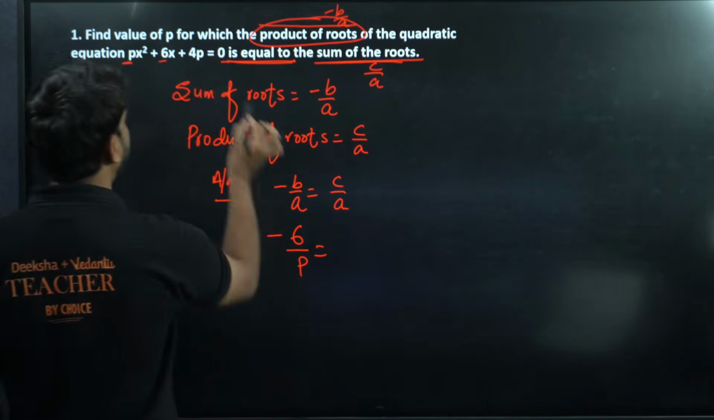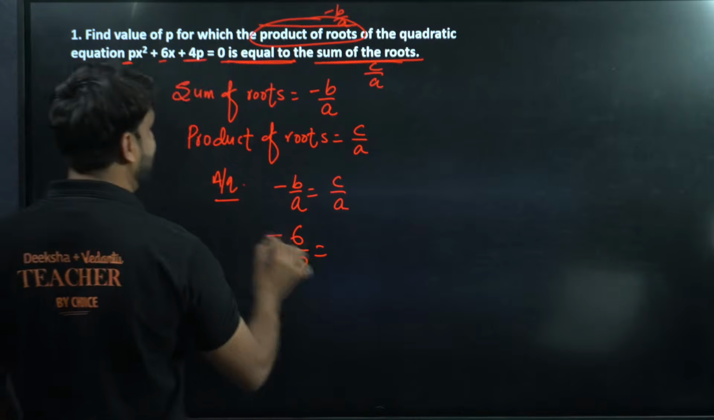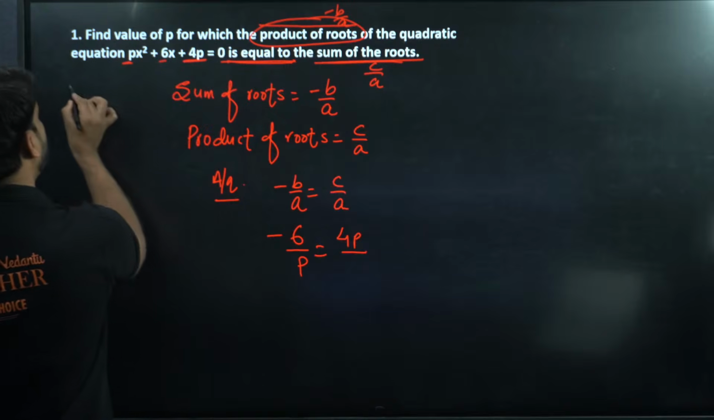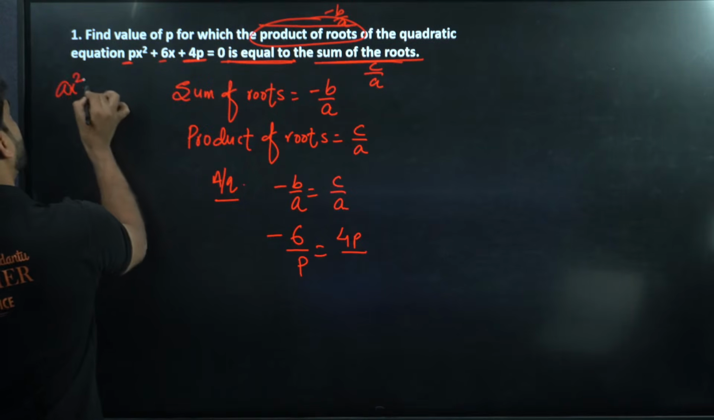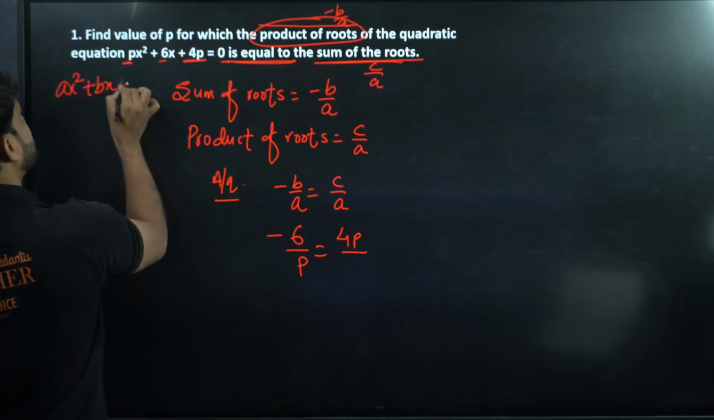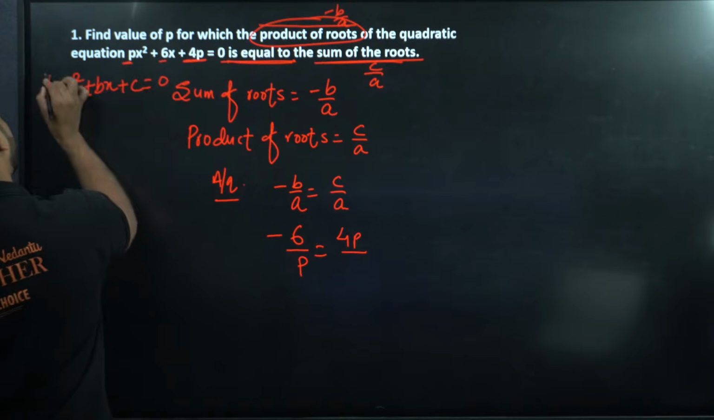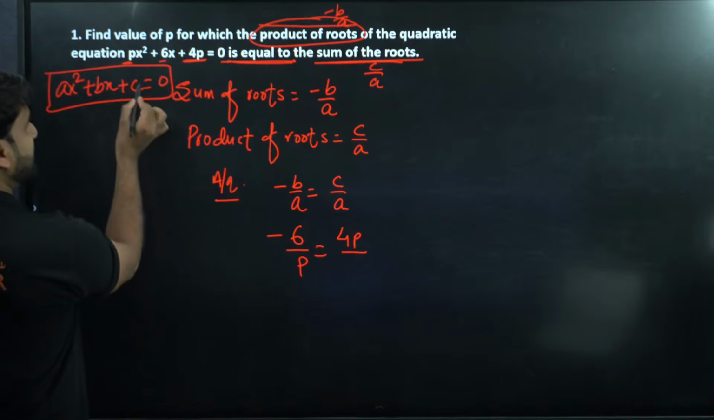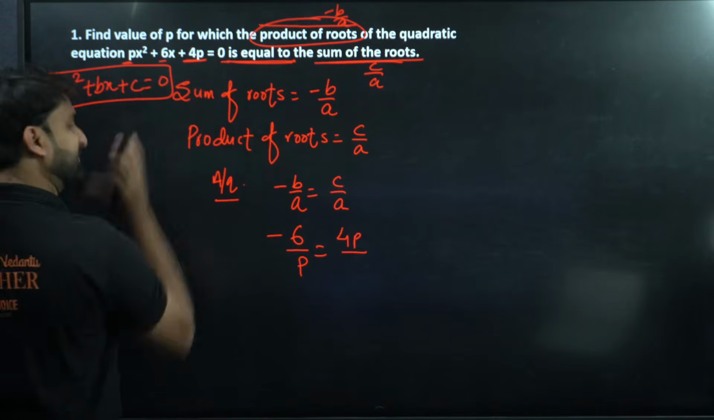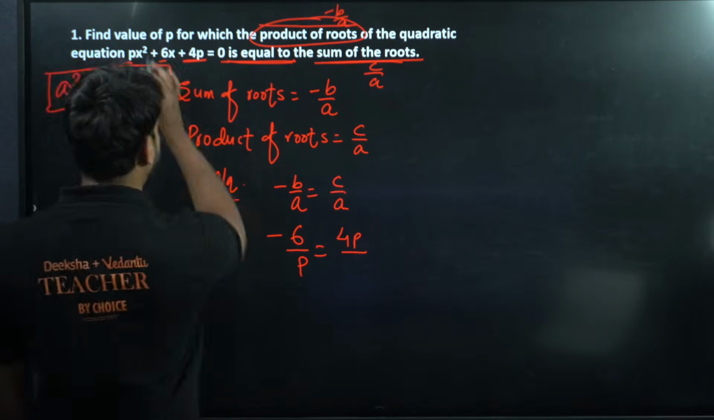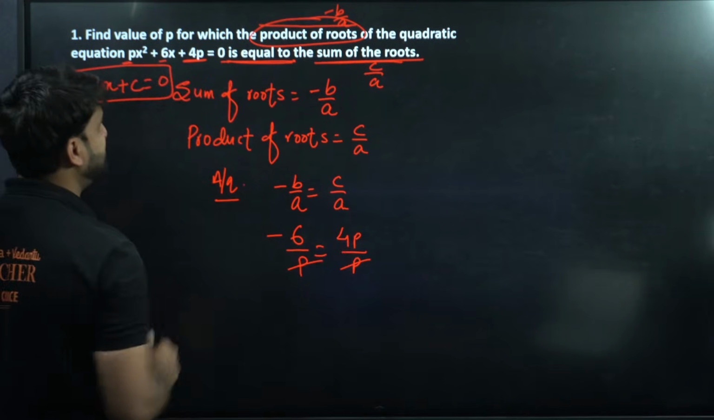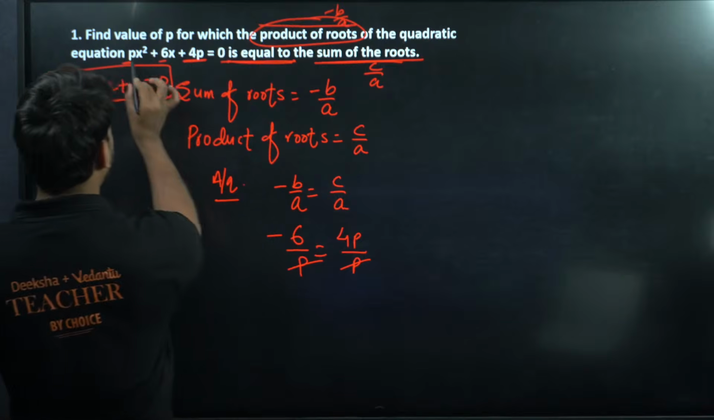Now this is equal to c. Where is c? c is 4p, complete 4p is c, because we know the general format of a quadratic equation is ax square plus bx plus c equals 0. So c by a is 4p by p, which is of course 4. So p cancels here, this is p and this is also p.